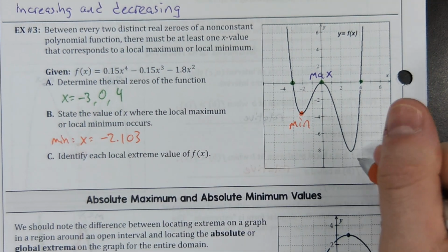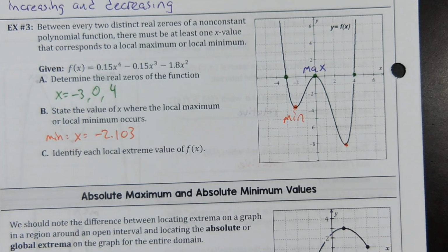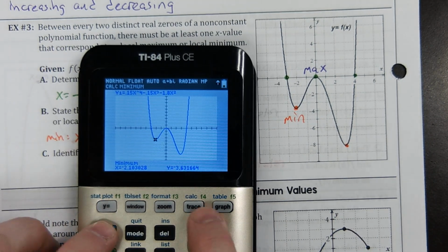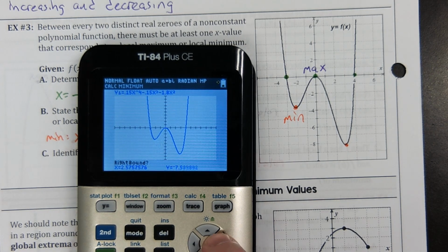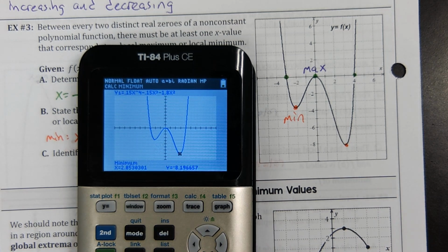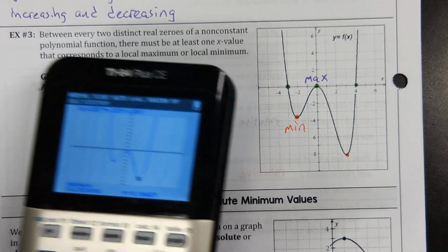And then lastly, this minimum, and we'll have to call the video there. Second trace minimum. Enter, enter, answer. 2.853.